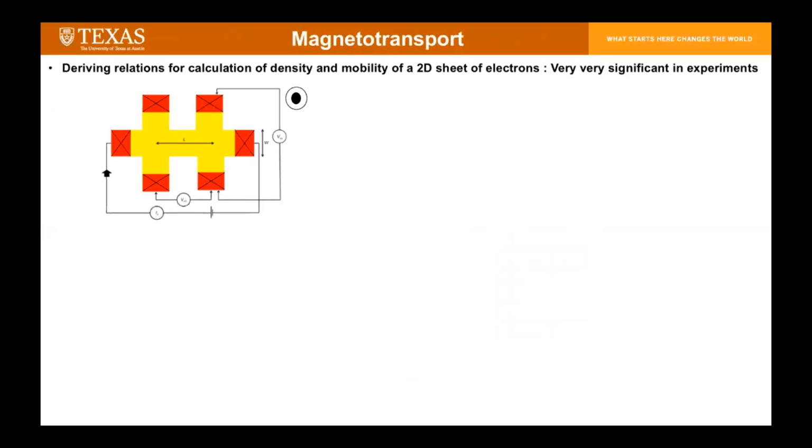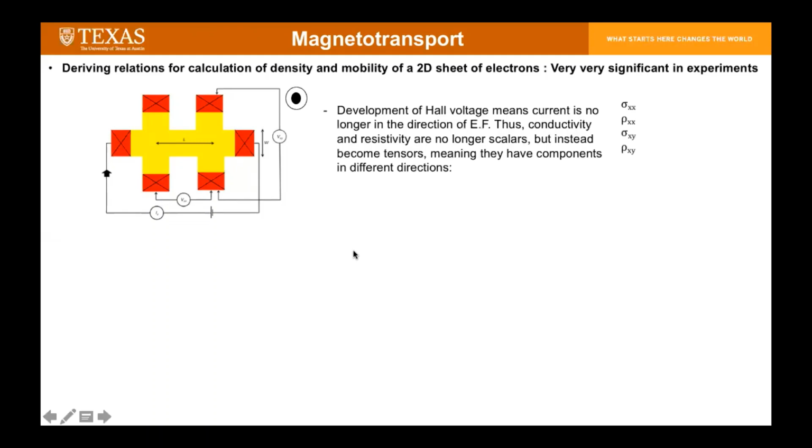The Hall effect is a very important tool for anyone working with low dimensions, because it helps us in extracting some useful quantities, for example, density and mobility in a 2D sheet of charge carriers. Because of the Hall effect, the current is no longer just in the direction of the electric field. You have carriers accumulating in this direction as well.